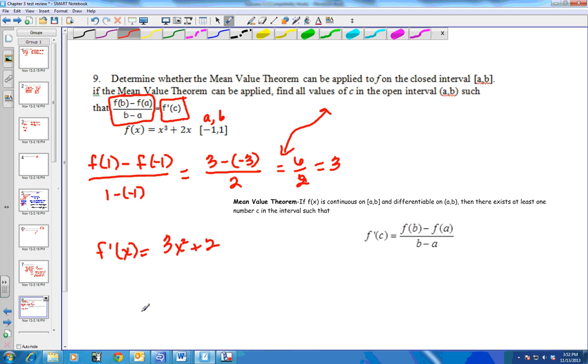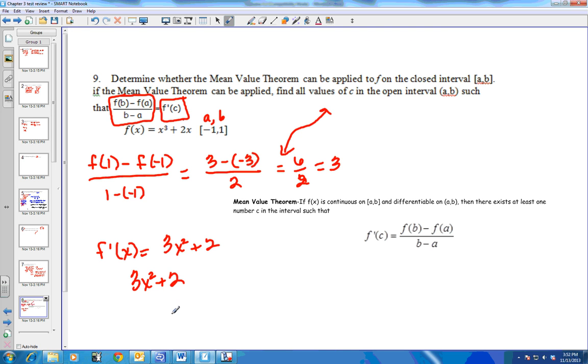So here's my derivative, 3x squared plus 2. Set the derivative equal to what we just found, 3. So now I'm going to solve for x. 3x squared equals 1, because I subtracted 2. X squared equals 1/3. Solve by taking the square root. I get plus or minus the square root of 1 over 3.